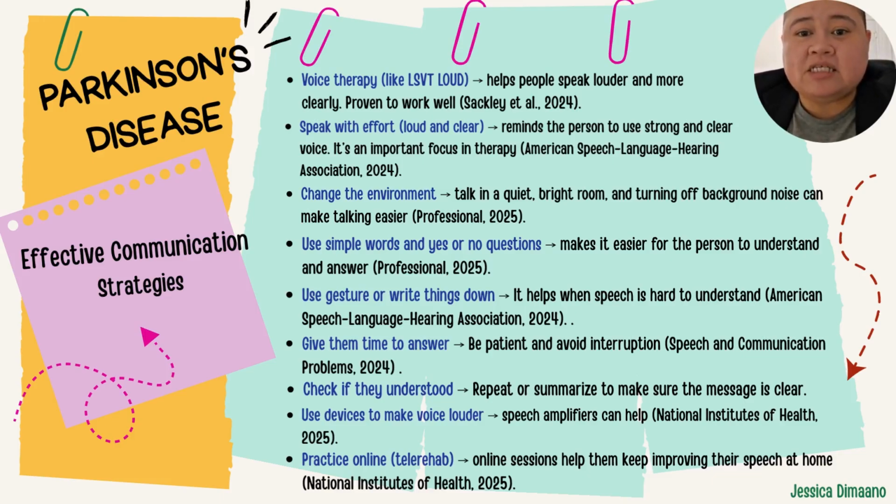Changing the environment is also important. A quiet, bright room without noise helps them focus on talking. Using simple words and questions that can be answered with a yes or no makes it easier for them to join the conversation. Other helpful ideas include using gestures or writing to support what they say. Always give them enough time to think and answer. And don't interrupt. Check if they understood by repeating or summarizing what was said.